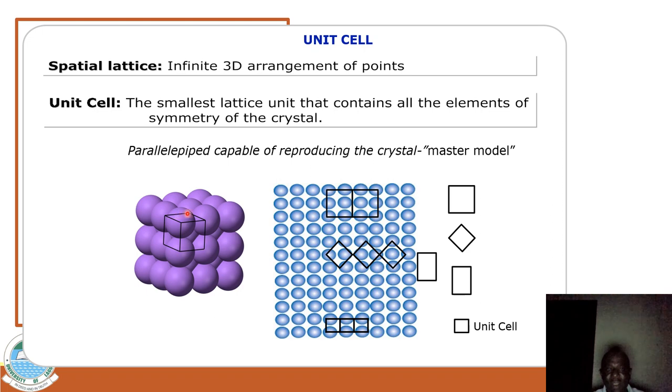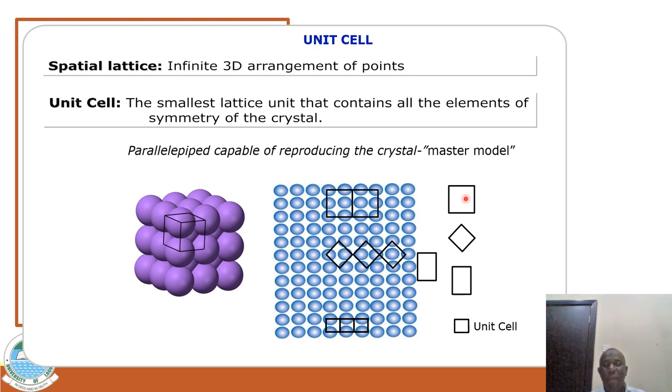just need this 1, 2, 3, 4, and then you repeat it. This is what is represented here. You can repeat it any number of times. Because you can build this full structure from here, just using this one simple baseline, we call it the unit cell. In essence, the unit cell is the smallest lattice unit that contains all the elements of symmetry of the crystal.